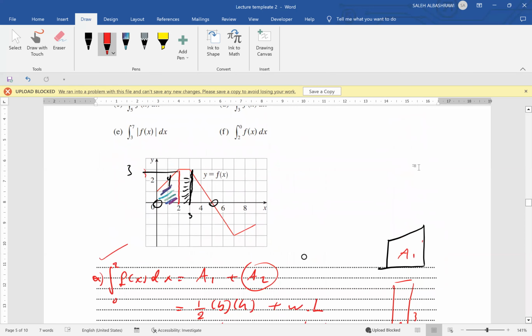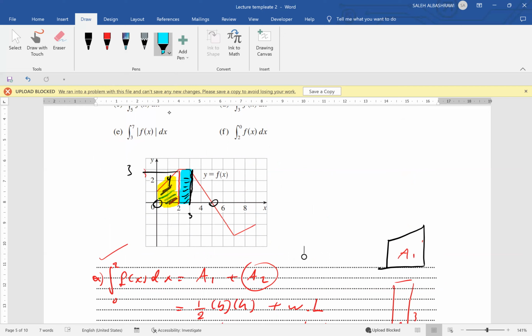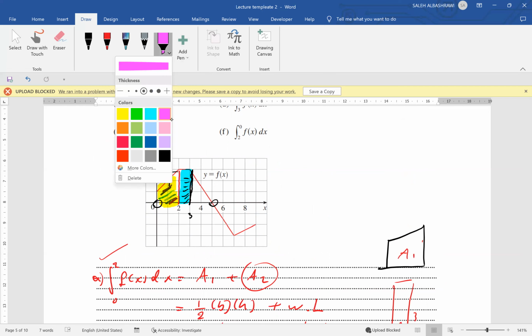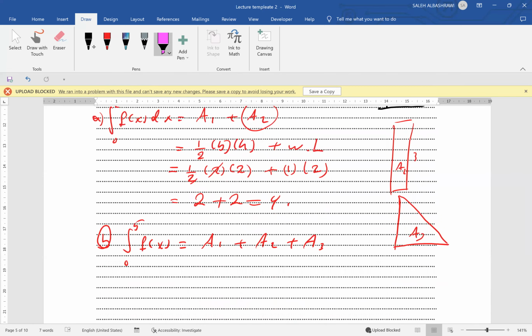Again, go back. A1 is given by this part. A2 is this rectangle. And A3 is this triangle. I have three areas. That is A1 plus A2 plus A3. Now A1, we already found from the first part, is equal to 4. Plus A2, it is the width, 1 multiplied by 3. So it is 1 multiplied by 3, plus A3, which is a triangle.